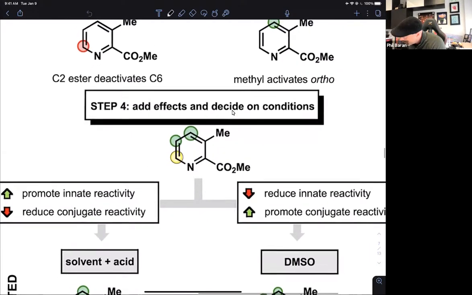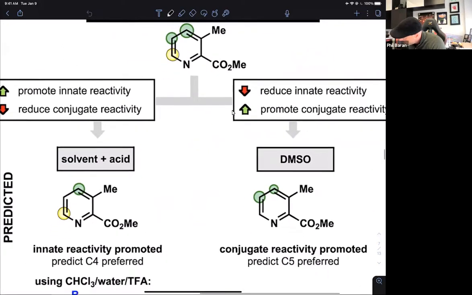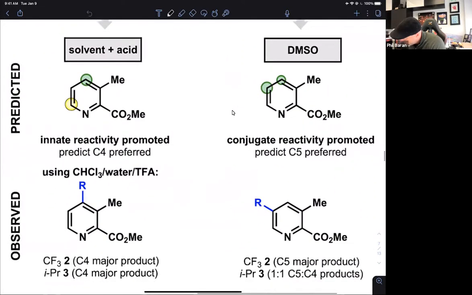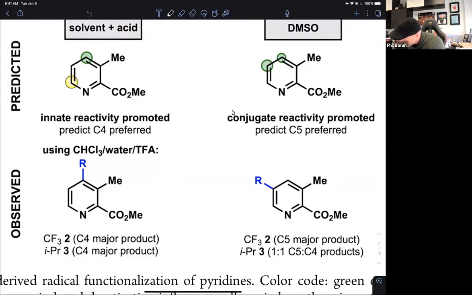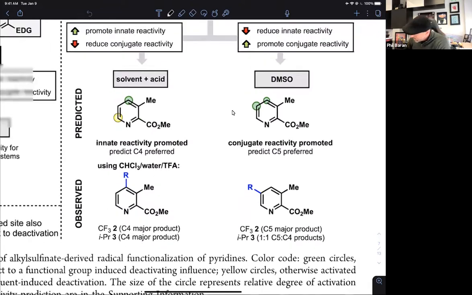If we want to promote innate reactivity, we're going to go for adding acid, and it's going to probably go adjacent to the methyl. And if we want to promote conjugate reactivity, we want to use conditions that get rid of the acid. And indeed, when you treat this with a radical reaction under acidic conditions, you get R group addition that is consistent with the innate reactivity, ortho direction of that methyl group. And when you treat it under DMSO, no acid conditions, the selectivity gets dominated by the effect of the electron withdrawing group on the C2 position of the pyridine. Fantastic. Any questions?